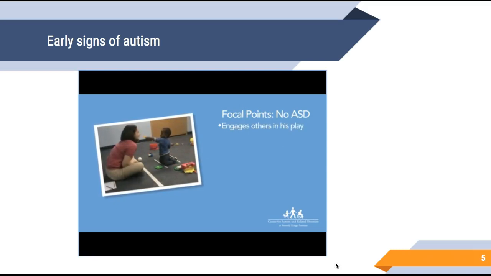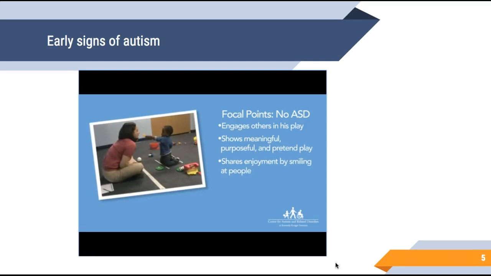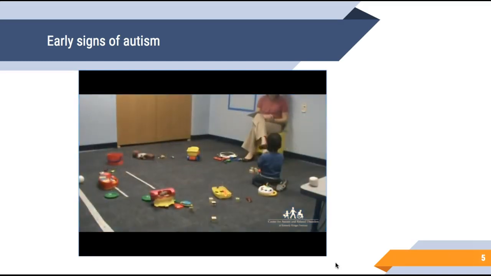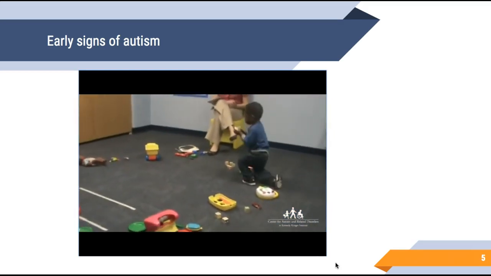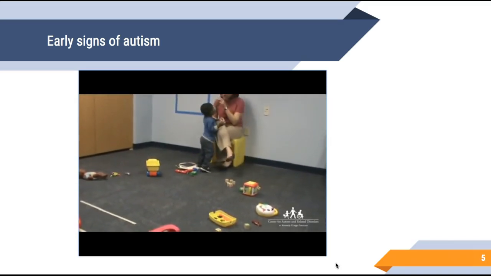This 19-month-old child does not show signs of ASD. He has chosen to play with the balls. He quickly integrates the lady into his play. He pretends that the balls are food and offers a bite to the lady.